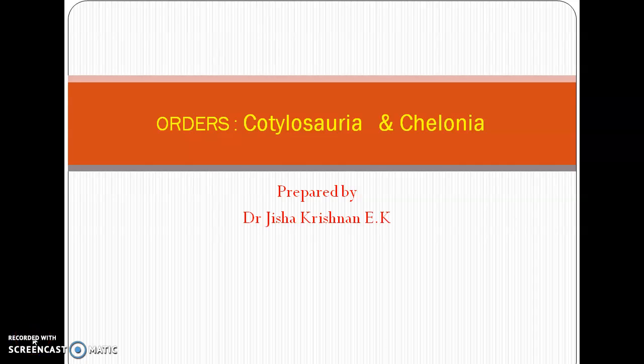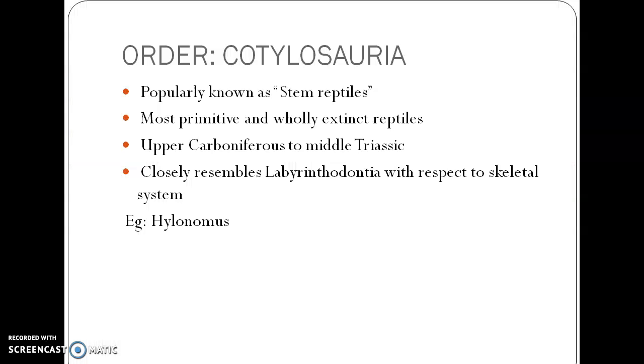Dear students, now we are moving to the different orders of this class Reptilia, and we are starting with the Cotylosauria. We have just mentioned what is meant by this Cotylosauria in the previous class. These are popularly known as stem reptiles, in the sense that most of the advanced reptiles that we are observing in nature now are derived from this particular group. Hence this is the most primitive and wholly extinct group of reptiles.